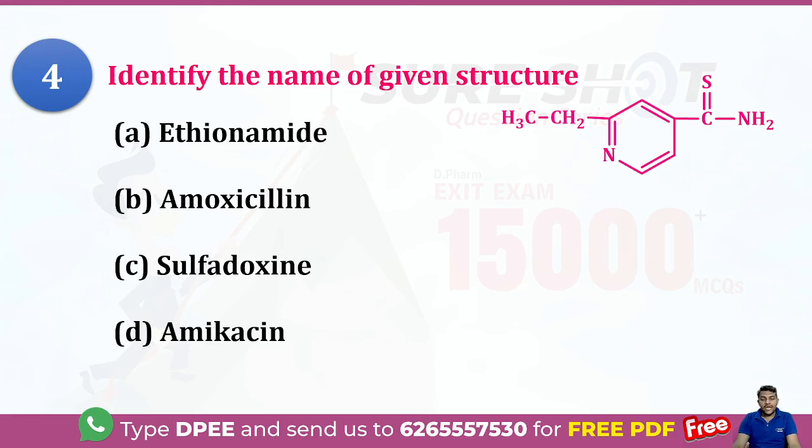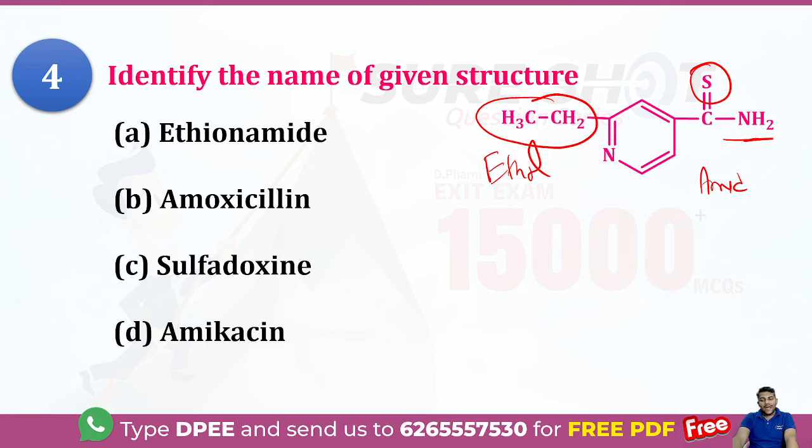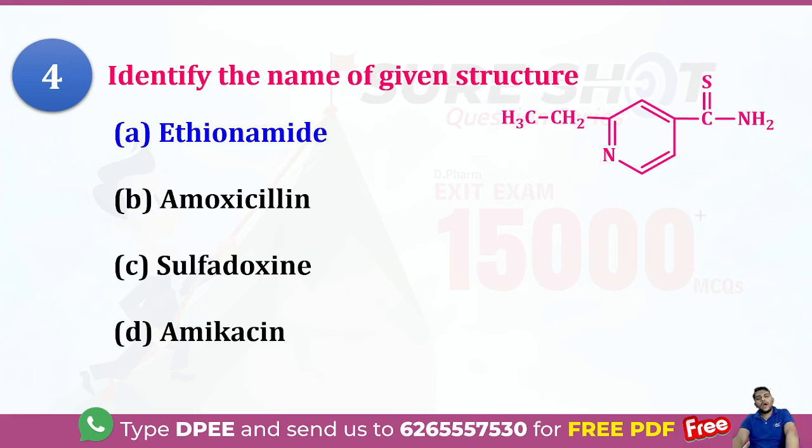So the next question: you just have to identify the name of the structure given here. This structure has a pyridine ring, an ethyl group, and an amide group, and a sulfur group. As there is an ethyl group and an amide group, we have only one option, ethionamide. I don't think we have to move to the other options. You have to see the structure carefully, then move to the options.